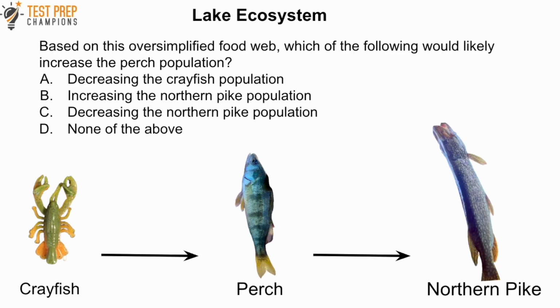So increasing the northern pike population is going to decrease the perch population because there's more pike around to eat the perch. So what about C, decreasing the northern pike population? Well, if the pike eat the perch and there are fewer pike around, the perch are then most likely going to increase in population because there aren't as many predators around to eat them. So the correct answer here is C.